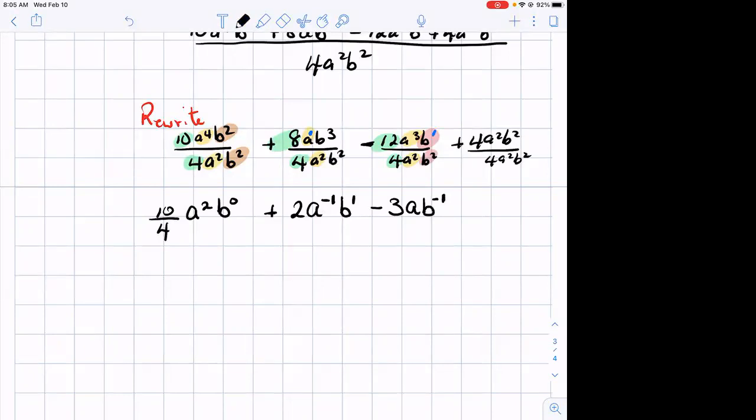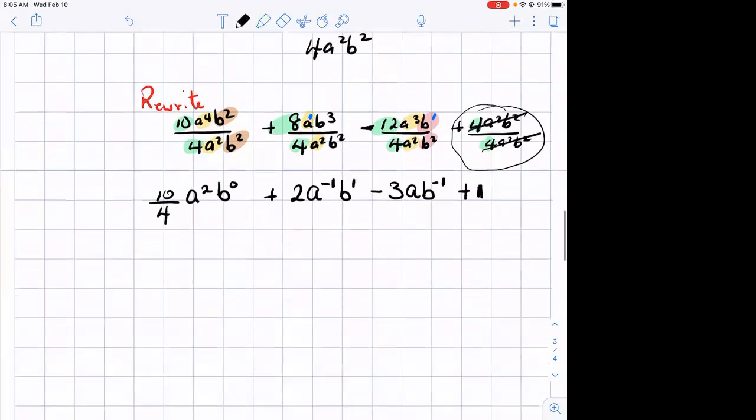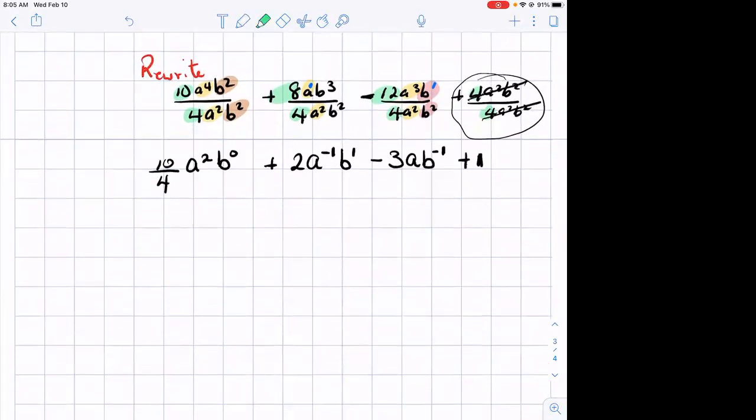And here is something else to pay attention to. Now, once again, some of you may say, oh, this cancels out, because they're exactly the same. But remember, anything divided by itself is 1, right? So when you look at 4 divided by 4, you should write plus 1. And then anything divided by itself, we know is 1, right?